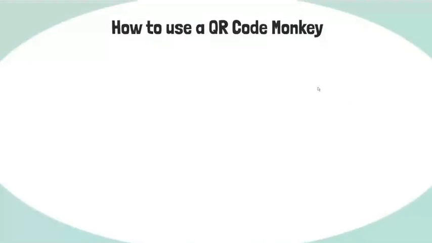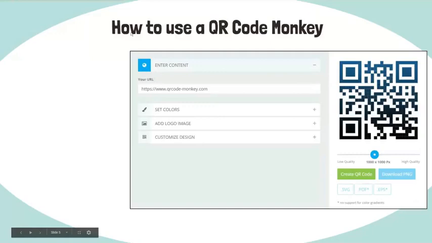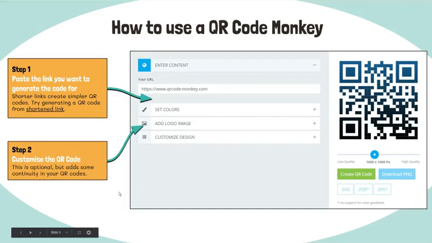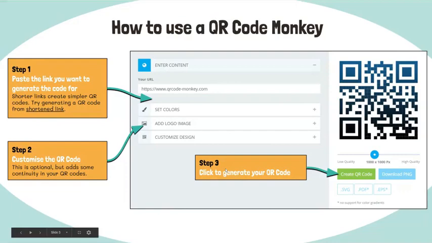So QR Code Monkey, let's just quickly talk through how it works. When you're going to create a QR code, very similar to any of the other tools that we have, there's a place where you enter your URL, so any link that you copy and paste. Again, we'll see QR Code Monkey is also HTTPS, so also a secure site. Your first step is simply to paste the link in. Step two is to customize the QR code. What I like about QR Code Monkey is that you can change the colors, you can add a logo to it, and you can customize the design quite a bit. And then you generate your QR code.